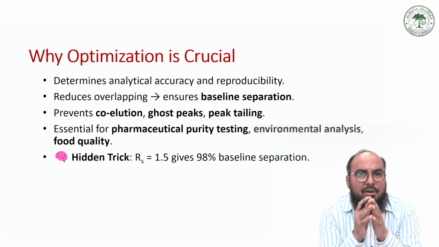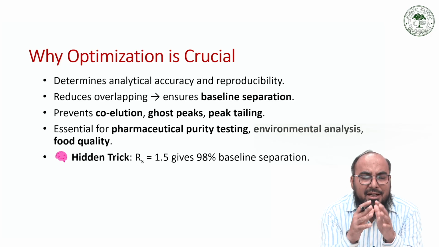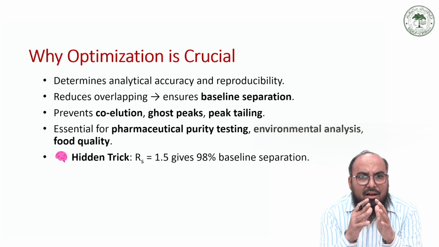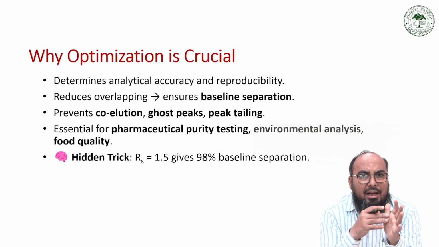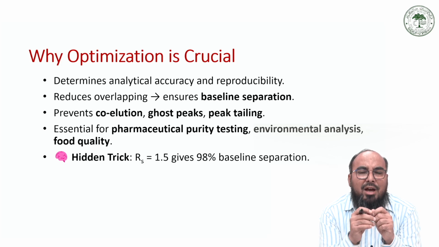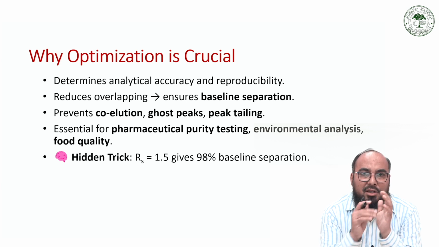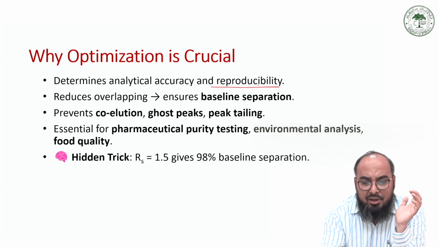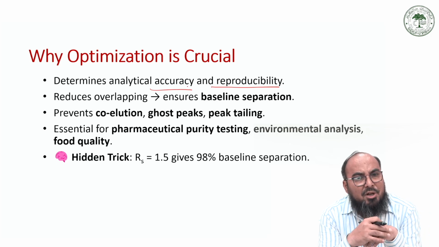Why is optimization to be done? Optimization is very important because it gives you accurate results and results which are reproducible. For example, if you separate 5 times, 6 times, 10 times or 20 times, every time you have to have the same results. That is called reproducibility. So we have to have reproducibility and accuracy of our constituent separation.